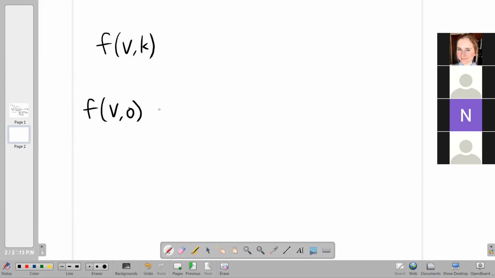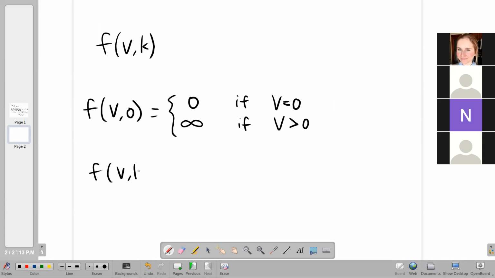So F(V, 0): if you're not allowed to use any hot dog packages, then the answer is 0 if V is exactly 0. So if you are not allowed to use any packages, then of course you can buy 0 hot dogs with 0 packages. But if V is greater than 0, then there's no way you can buy. Otherwise, if K is bigger than 0, what is this?